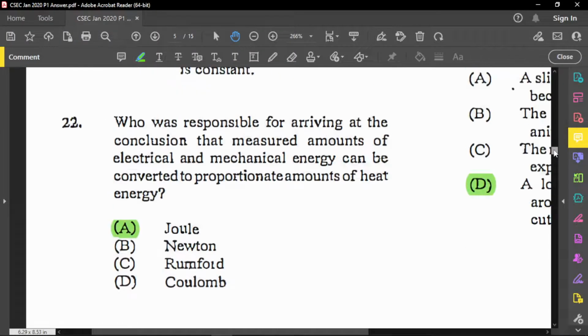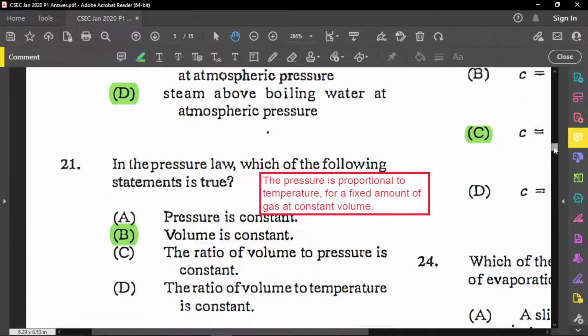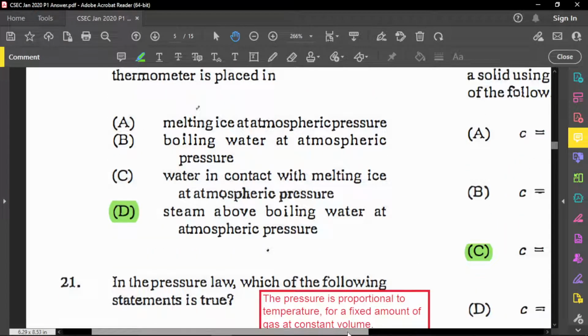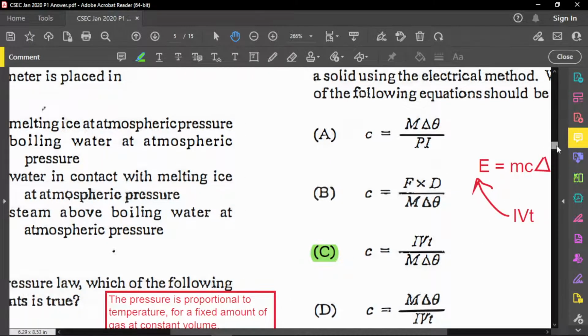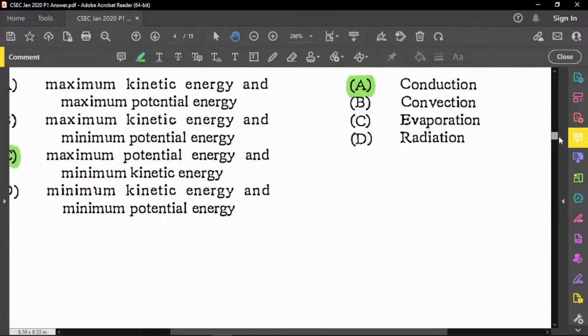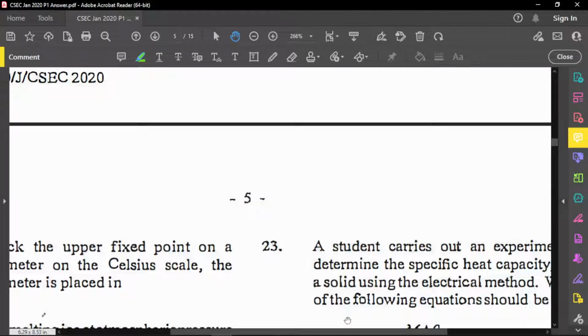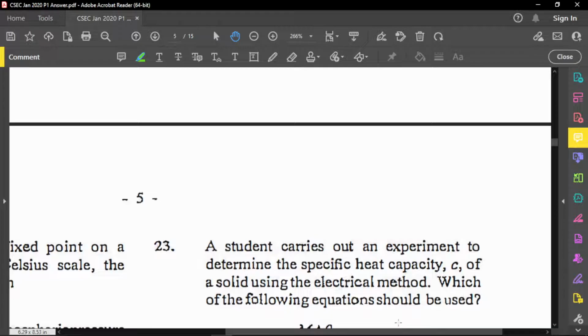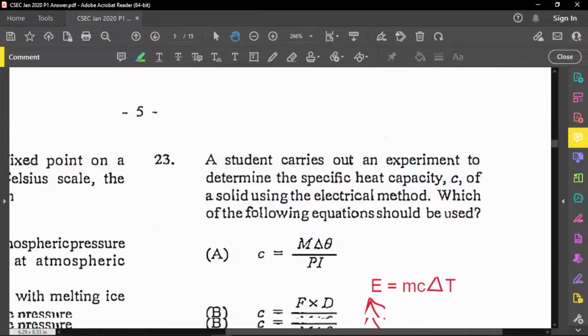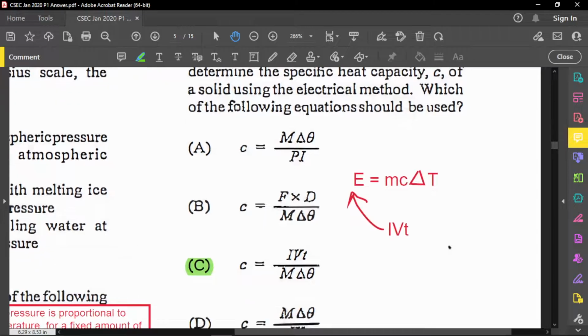All right, so the next question here is question number 23. Let me quickly slide up there. I think I'm moving a little bit too fast. For question number 23, it said a student carries out an experiment to determine the specific heat capacity, which is lowercase c, of a solid using the electrical method. Which of the following equations should be used? And again, they're using the electrical method.